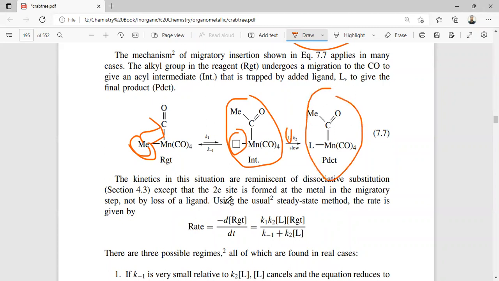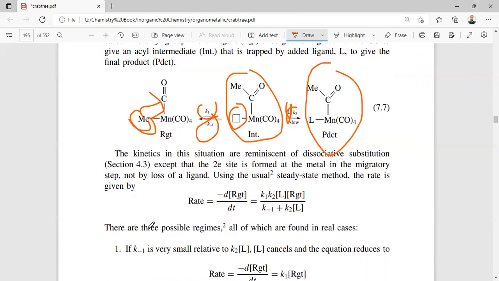The kinetics in this situation are reminiscent of dissociative substitution, except that the 2 electron site is formed at the metal in the migratory step, not by loss of a ligand. Using the usual steady state method, the rate is given by, here the rate constants are k1, k-1, and k2. So the rate equals -d[reagent]/dt, that is k1k2[L][reagent] divided by (k-1 + k2[L]).